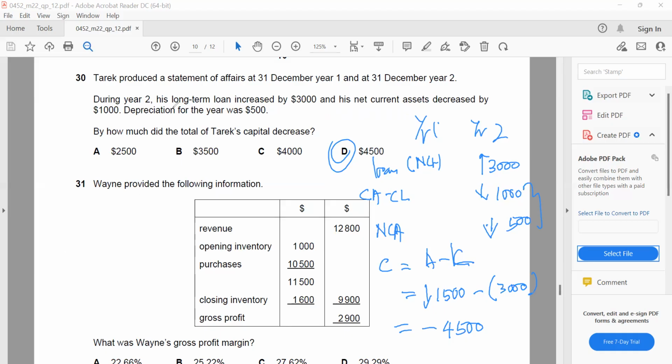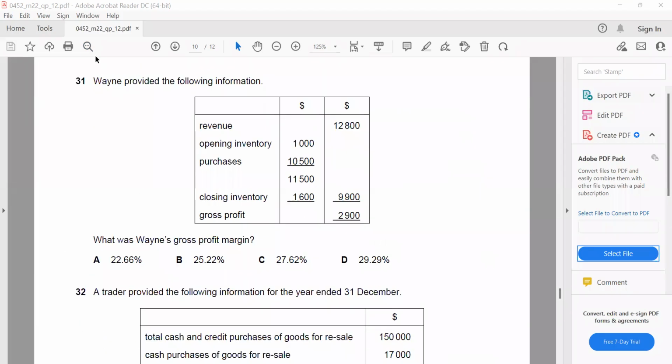Okay, now next, move on. 31. What is the gross profit margin? Gross profit margin is taking this divided by this times 100. 2,900 divided by 12,800 times 100, which is 22.66%. So the answer should be A.